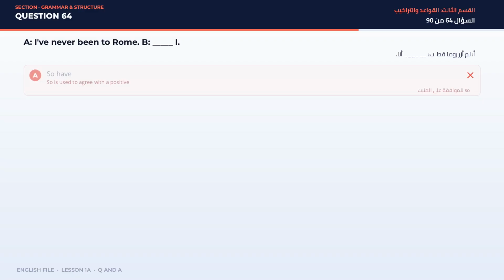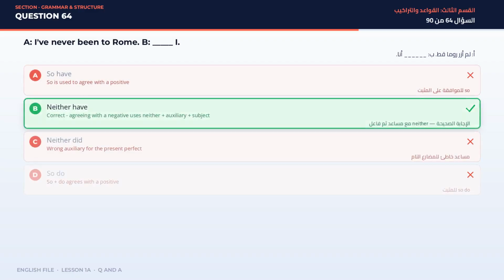The answer is B, neither have. Agreeing with a negative uses neither plus auxiliary plus subject. Not A, so agrees with a positive. C, wrong auxiliary for the present perfect. D, so plus do agrees with a positive.